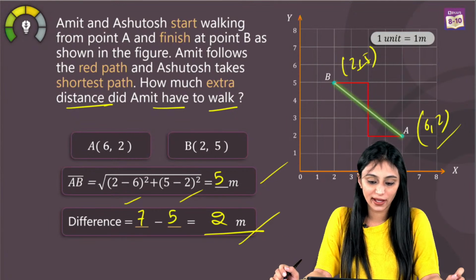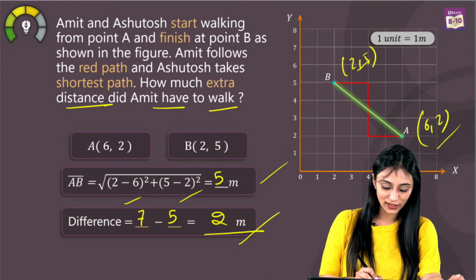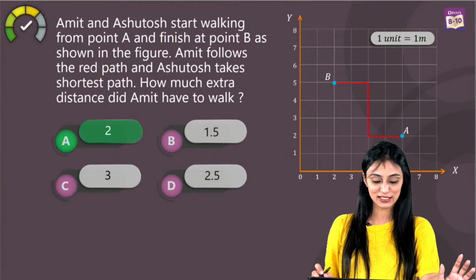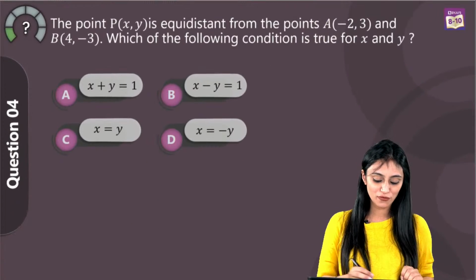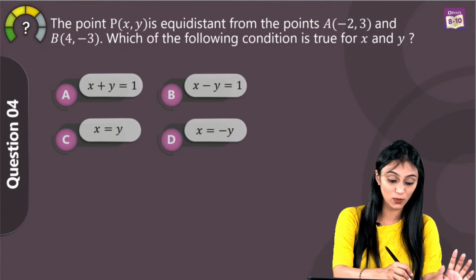Darpan says, ma'am, I loved it. Great. All right, so option A is the right answer for this question. So now it's clear to every one of you, right? Let's take a look at question number 4 now, and this is a moderate level one, you can see.